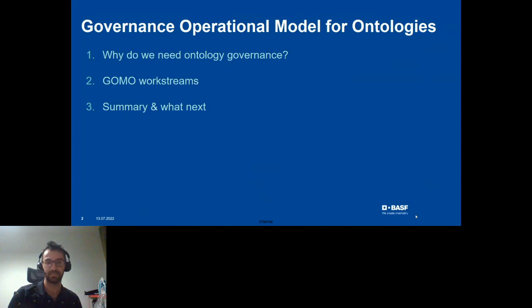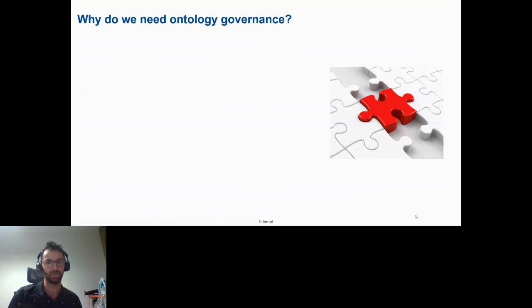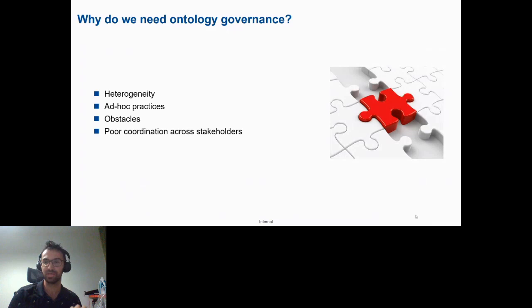Okay, so first of all, why do we need ontology governance? As a company, we identified that different groups were working trying to solve the heterogeneity in different domains. Also, the development process lacked coordination, quality methods, and governance structure. There was a strong need for standardization. However, they relied on ad hoc practices. Hence, they produced ontologies that were not interoperable, discoverable, or understandable. Indeed, this could generate obstacles to data integration and result in the duplication of efforts and poor coordination across stakeholders, such as data knowledge stewards, data scientists, application owners, and also users.